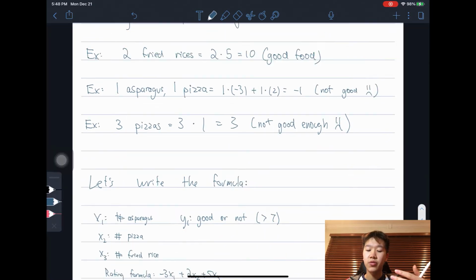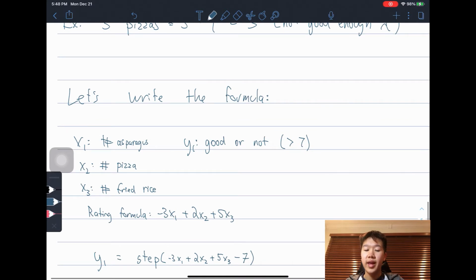So let's write down the formula. x1 is the number of asparagus, x2 is the number of pizza, and x3 is the number of fried rice. y1 is going to be 0 if the food is not good, and 1 if the food is good. So how do I calculate the rating? I just multiply the portions by their rating: -3 times x1, then 2 times x2, and 5 times x3. So -3 times the number of asparagus, plus 2 times the number of pizza, plus 5 times the number of fried rice.